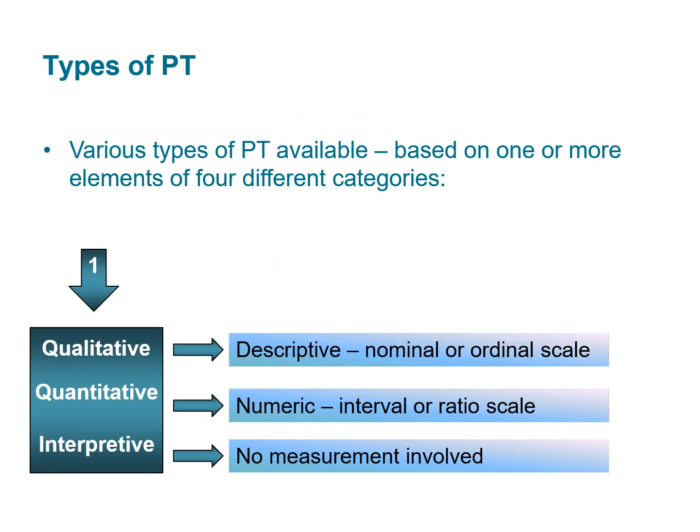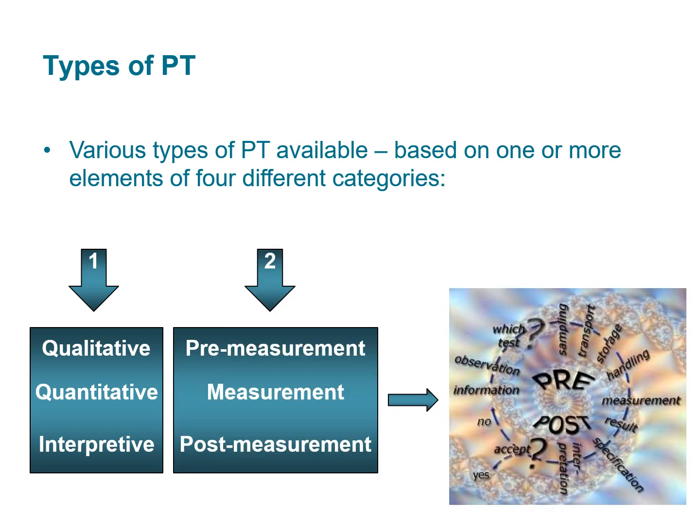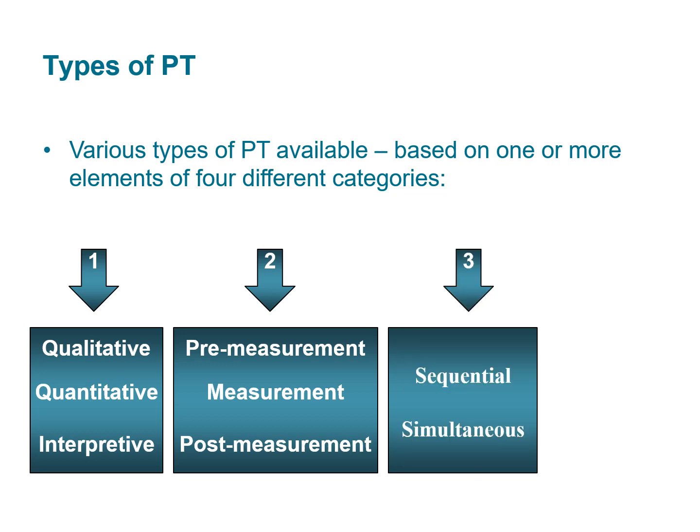So class, here we have various types of PT available, based on one or more elements of four different categories. The first category is qualitative, which is descriptive; quantitative is numerical; and interpretive has no measurements. The second is pre-measurements, measurements, and post-measurements. The third is sequential or simultaneous.